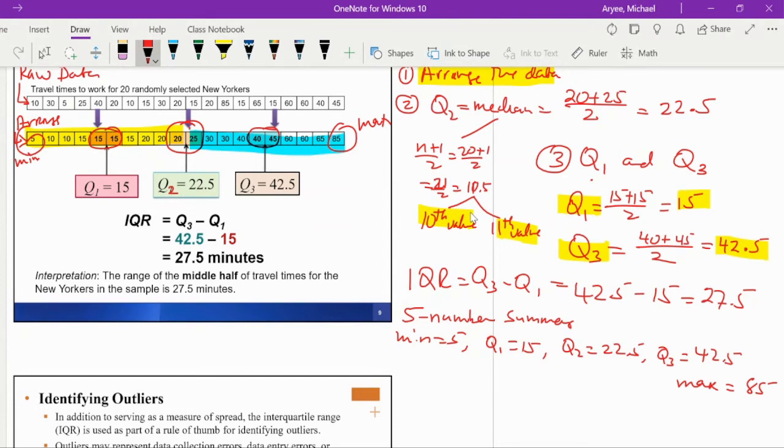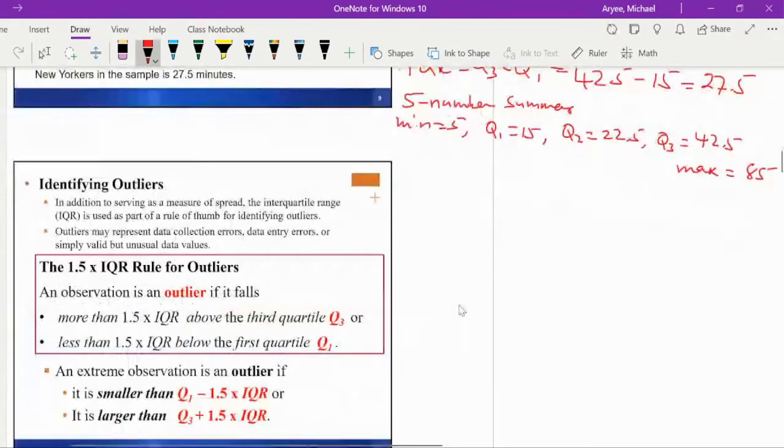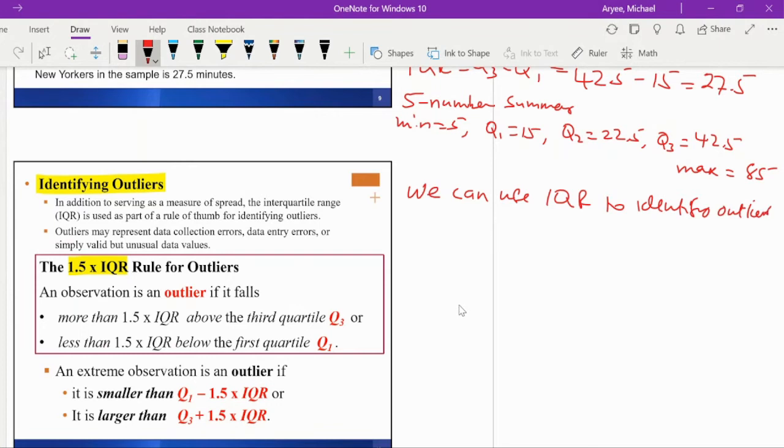Now we can use the interquartile range to identify outliers. We have something called the 1.5 times interquartile range rule. So first let's note that we can use the IQR to identify outliers within the data. Outliers are data points that are far away from the rest of the group. But what is the correct measure that we can use?